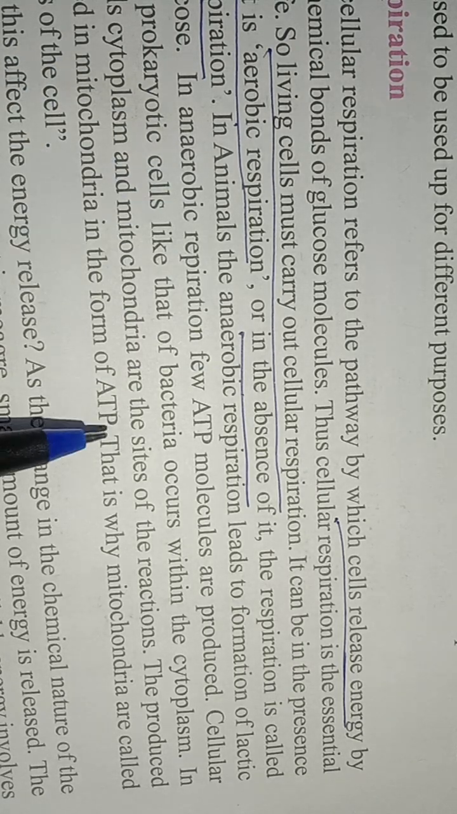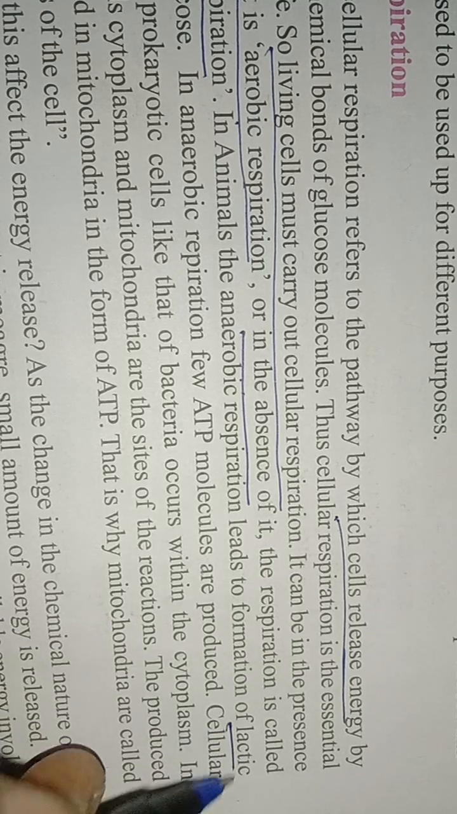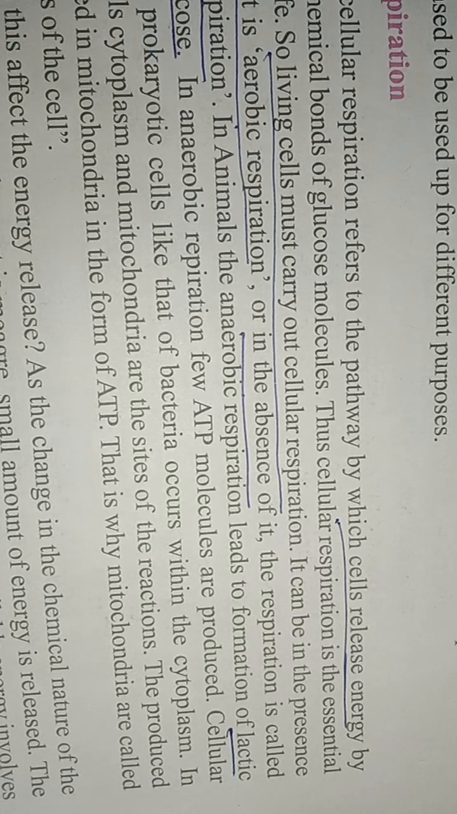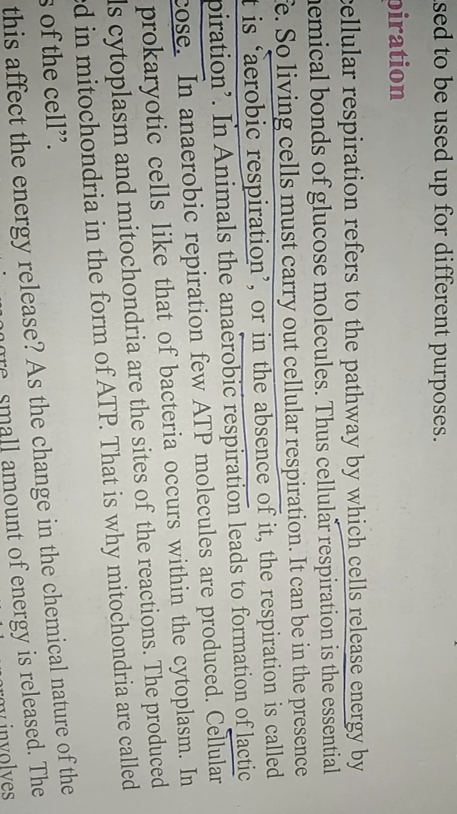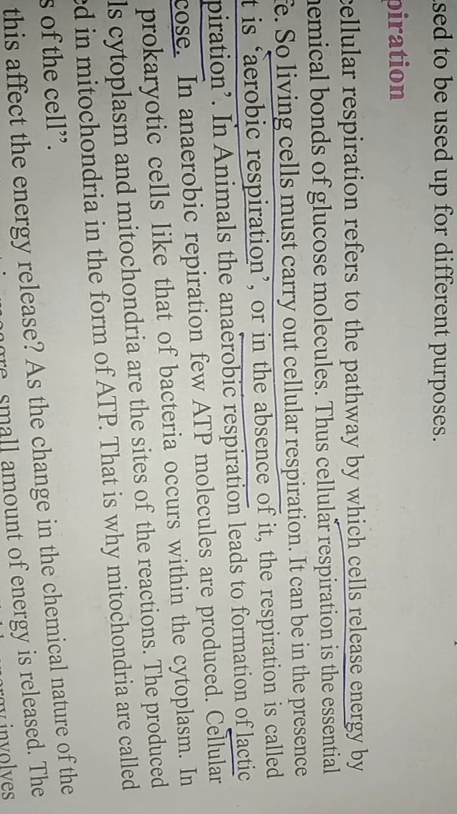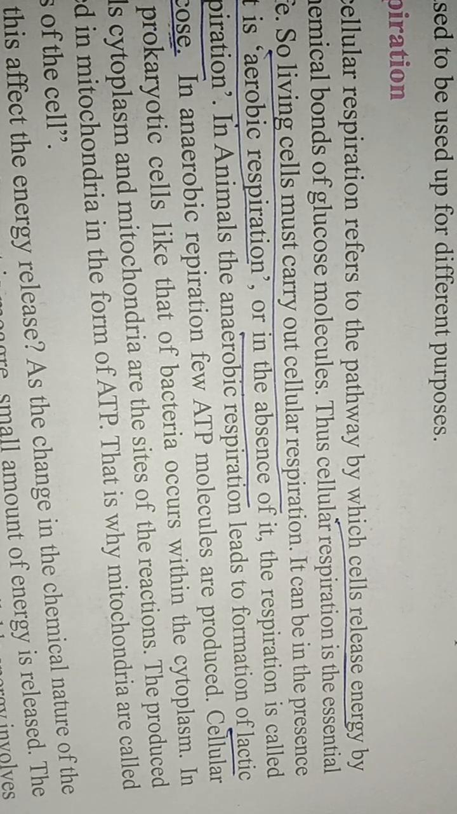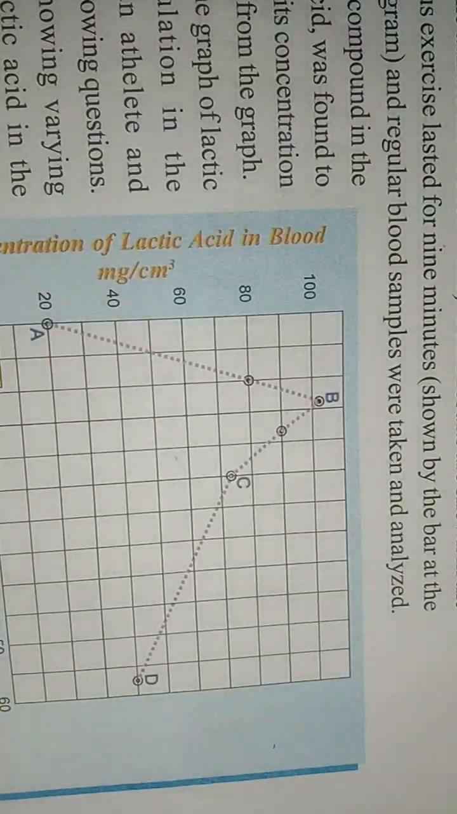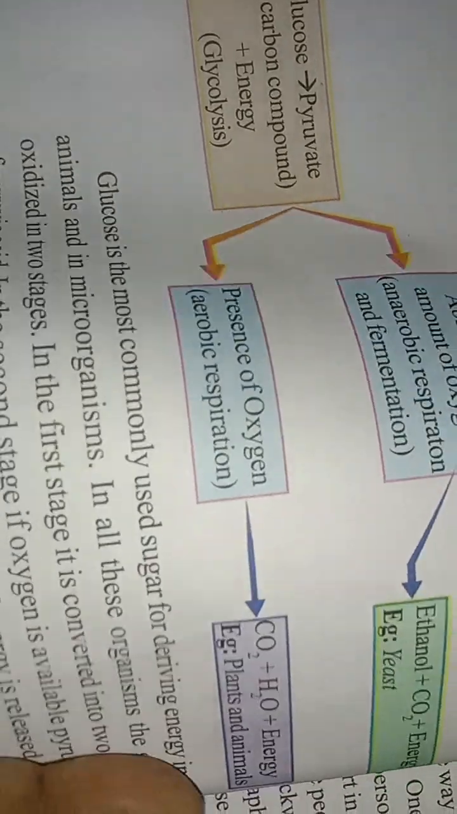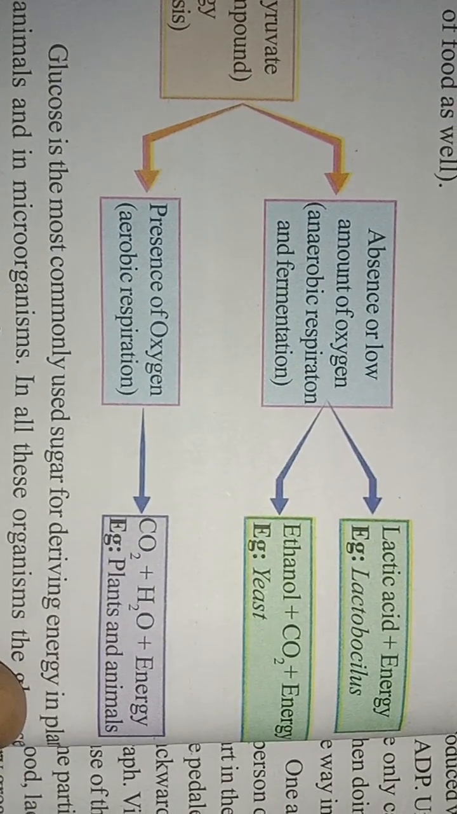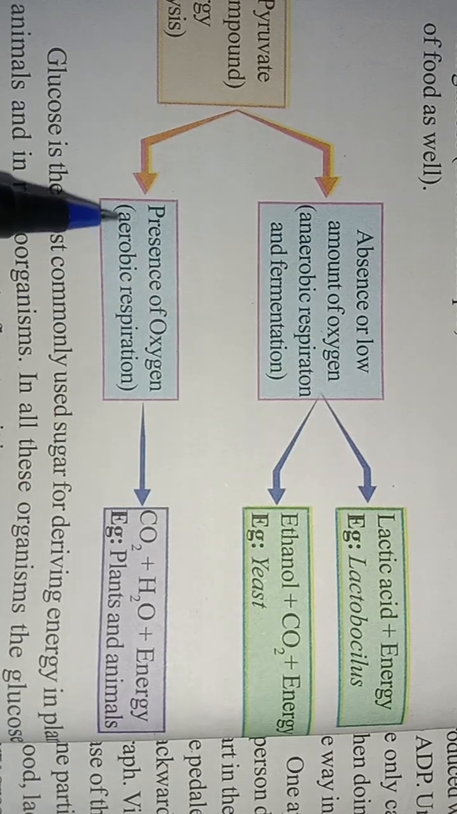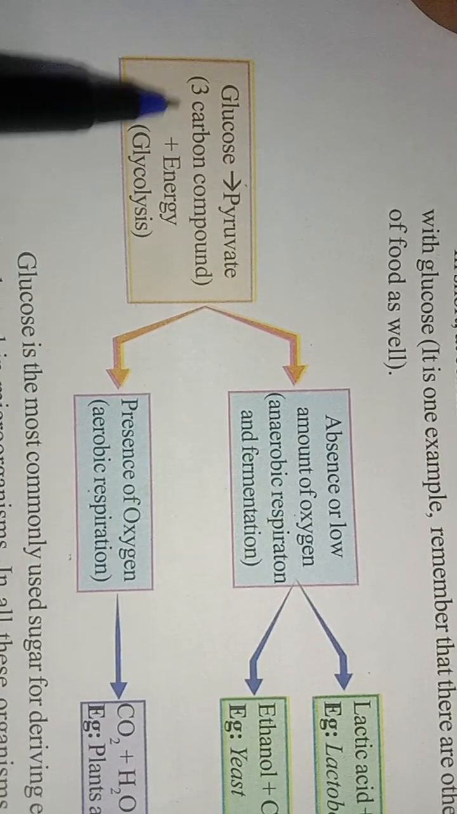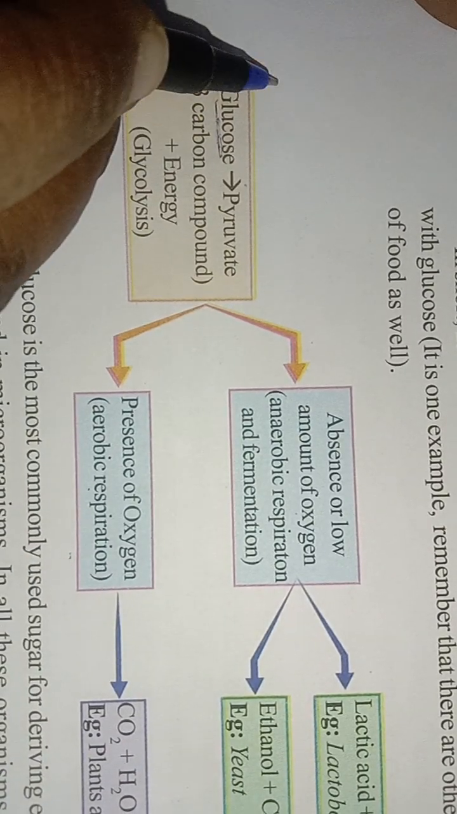In animals, anaerobic respiration leads to formation of lactic acid from glucose. From where are we getting this glucose? Generally, whatever food we are taking, here we are considering it as glucose. In anaerobic respiration, few ATP molecules are produced. So generally, we know there are two types of respiration processes: absence or low amount of oxygen, or presence of oxygen. Presence of oxygen means, so what is happening before that? Glucose, we know the glucose formula.